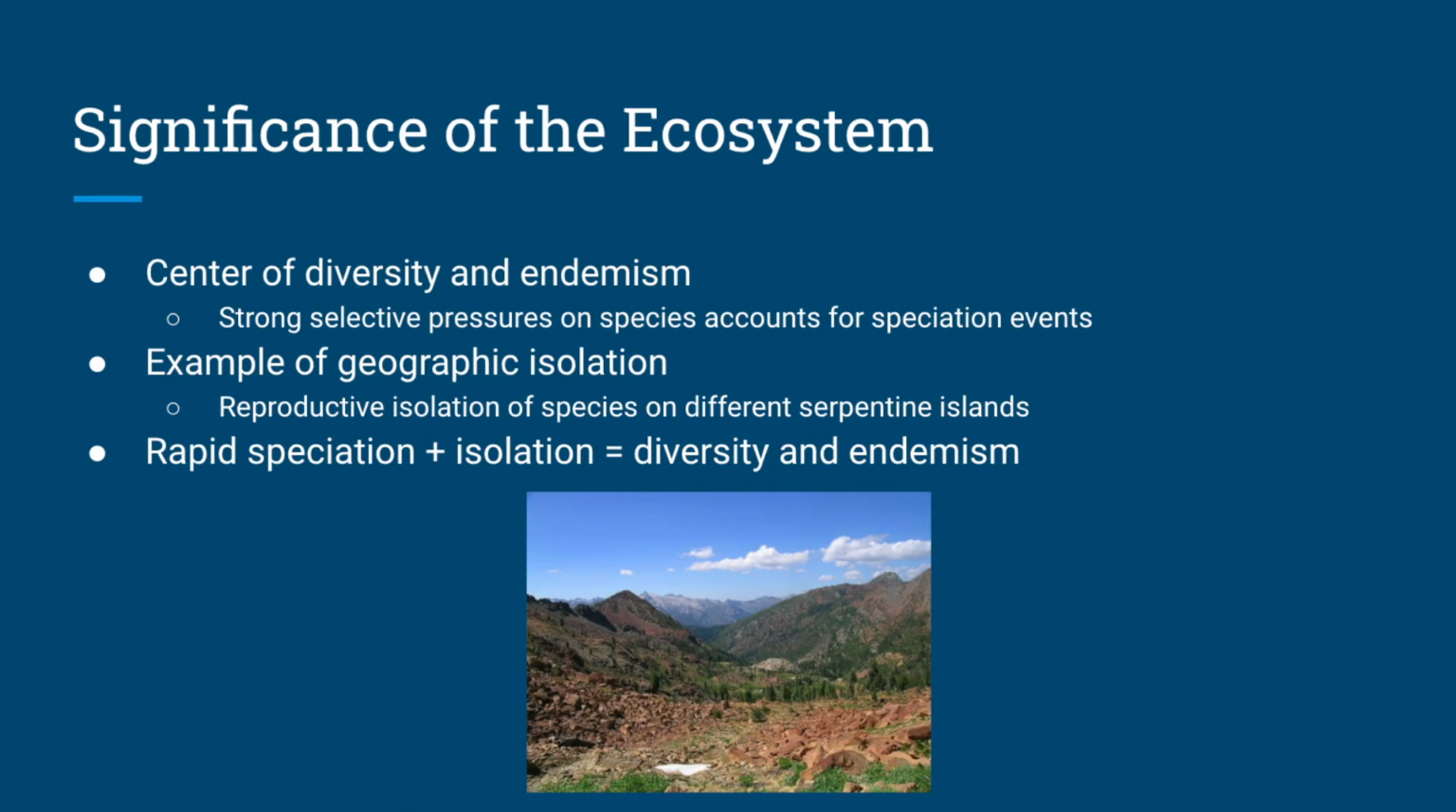In terms of significance, the serpentine ecosystem is a center of diversity and endemism. This ecosystem is known for exerting strong selective pressures on species, ultimately leading to speciation. Additionally, it is a good example of isolation because density-independent phenomena, such as the formation of islands, have resulted in both the geographic and reproductive isolation of species living in serpentine environments. Finally, if speciation occurs at a rapid rate and species are isolated, diversity and endemism are bound to occur as well.